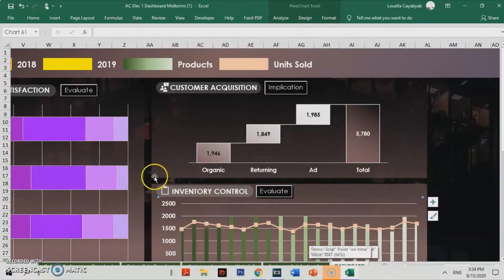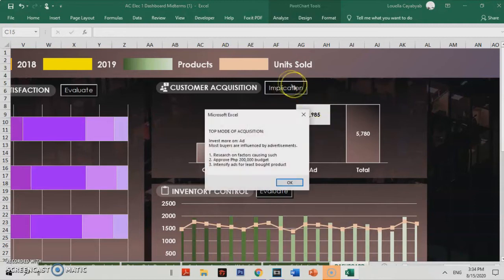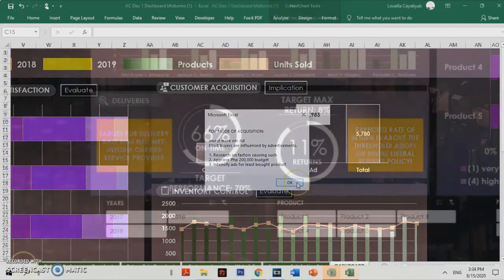Next is customer acquisition. It determines how most customers become aware of the product and recommends points for improvement to further enhance such. We have organic, returning, and ad. As the user clicks Implication, the dashboard would show that the top mode of acquisition is through ads and that the company should invest more in this mode of acquisition.